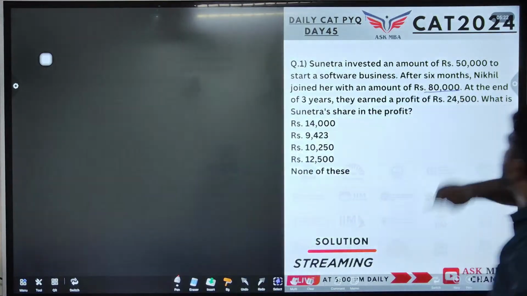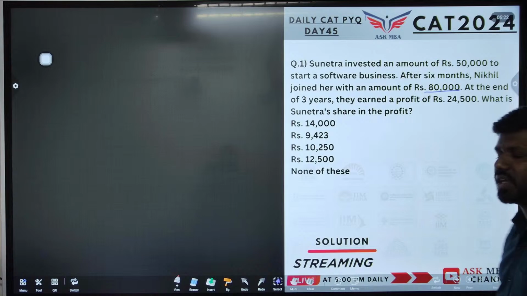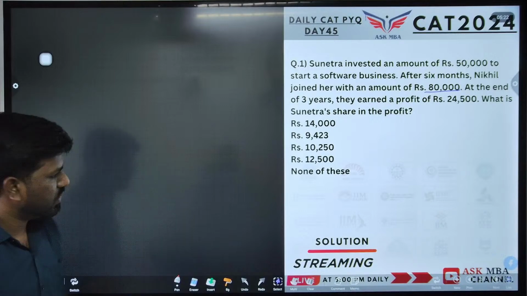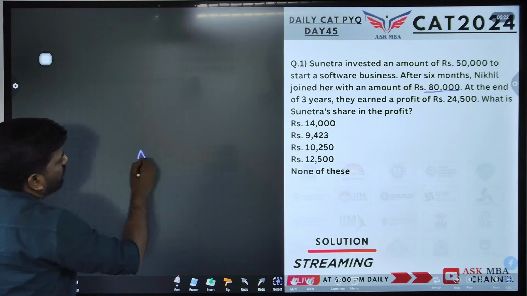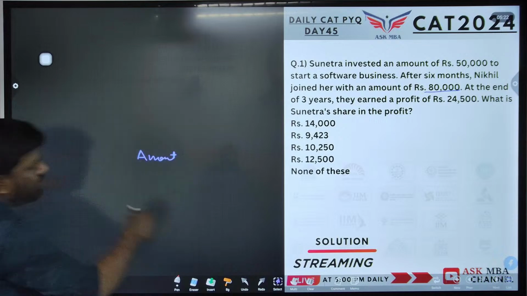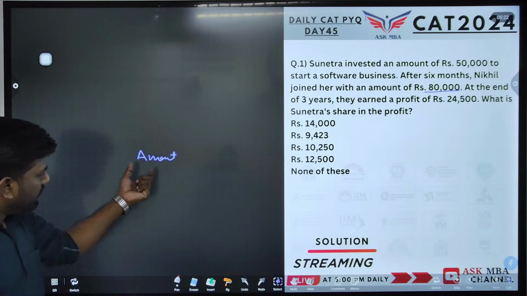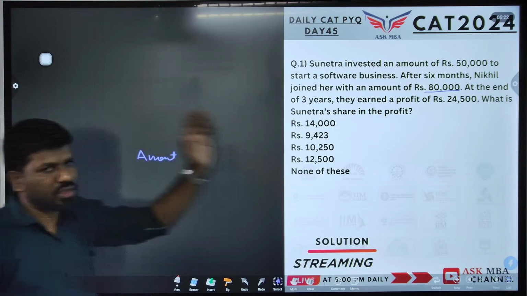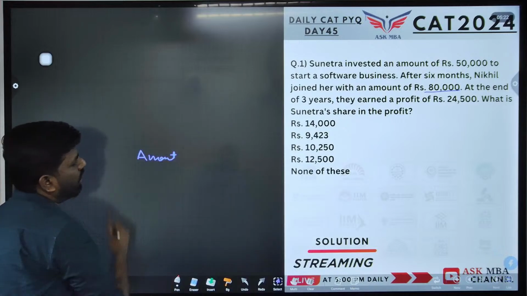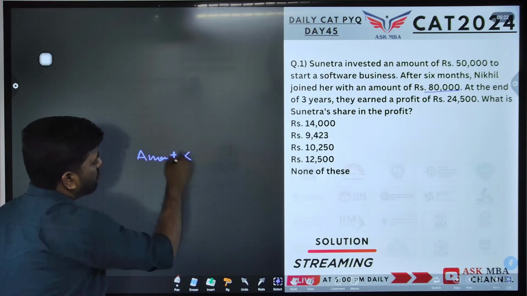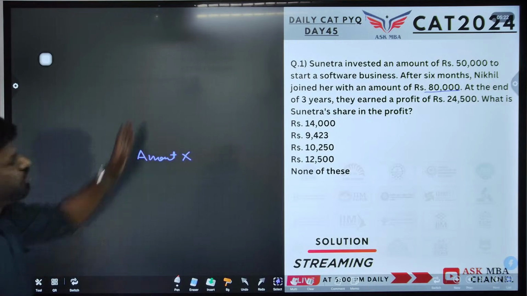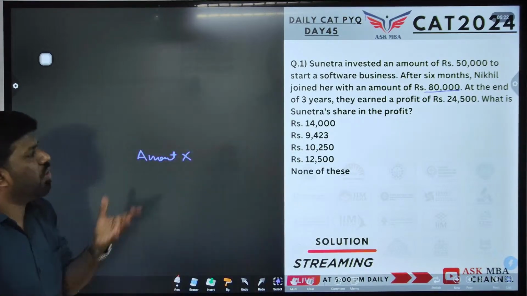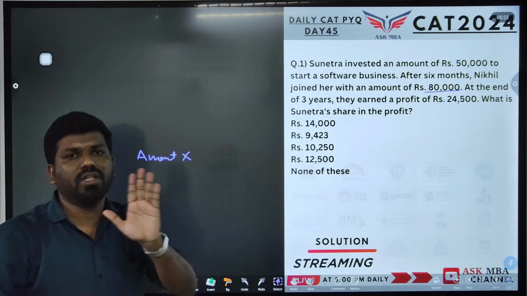So both the people are investing some amount. Now, what happens in the concept of partnership? How do we share our profit? On the basis of two things. First, the amount that any person is investing in the business. Again, just talking about amount will not be sufficient. This amount has to be invested for some time, right? So when we talk about amount, we also need to talk about for how much time this amount is invested. Now for both people, Sunitra and Nikhil, we need to find out how much amount they have invested for the time period.